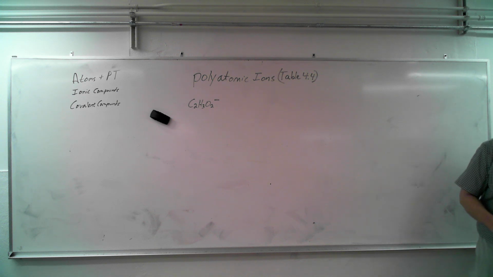More about ions. If you go to table 4.4, it looks like this. But I'll give you an example here. I'm also going to do, well, first of all, look at this chart. Look at table 4.4. Notice that almost all the polyatomic ions are 1 negative, almost all.